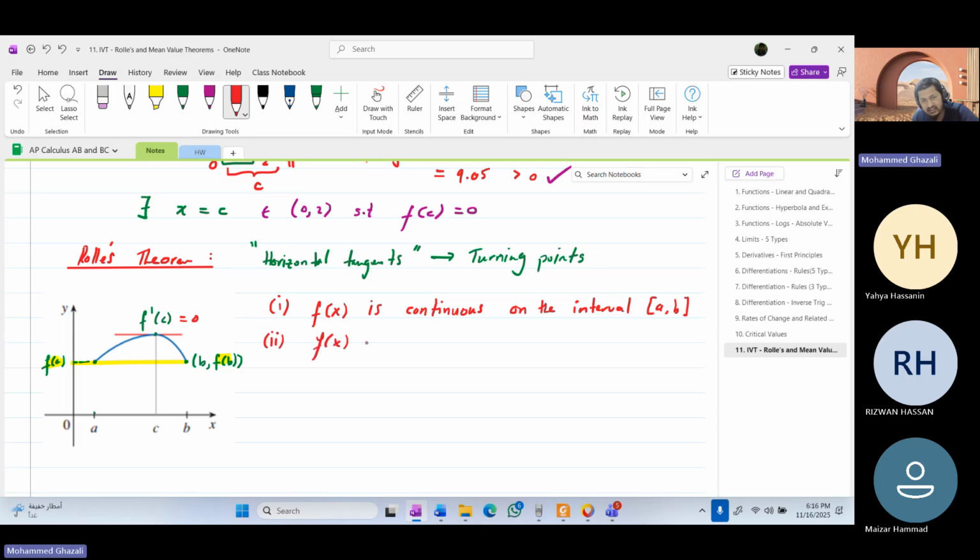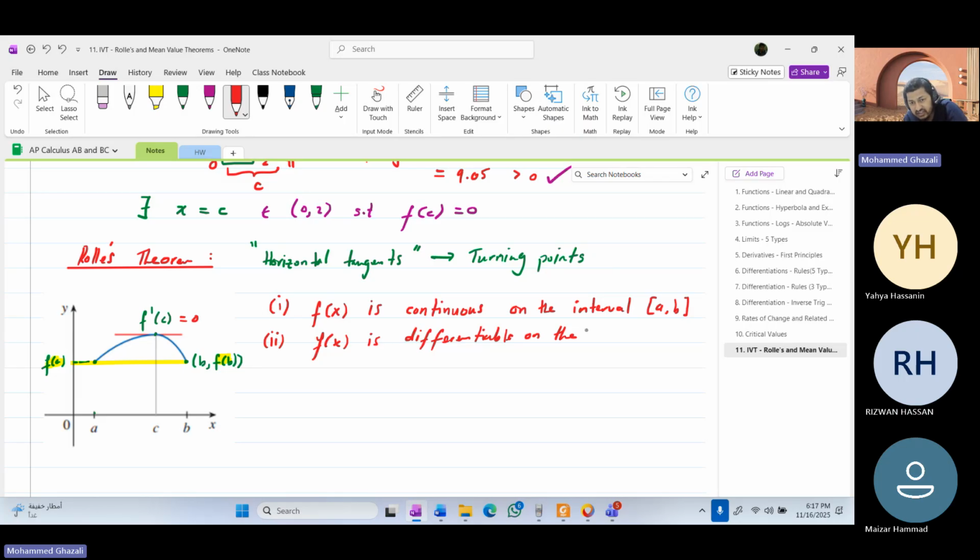F of x is differentiable. So these are the conditions to apply Rolle's theorem, right? Yeah, okay. But we don't even use the first two, because we can clearly see that as long as the function is not discontinuous, like there's no removable discontinuity, no jump discontinuity, no asymptote discontinuity, the first two always hold.